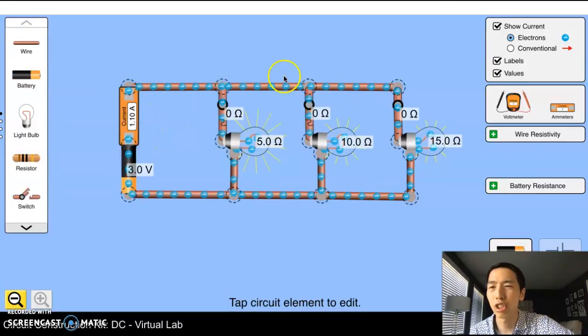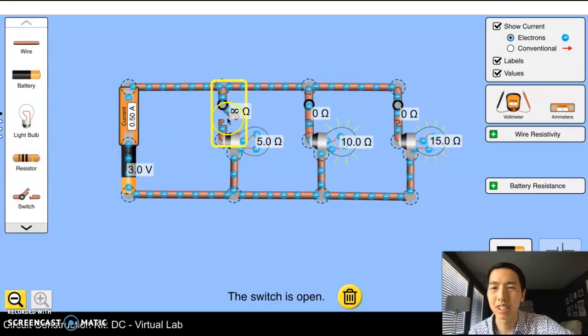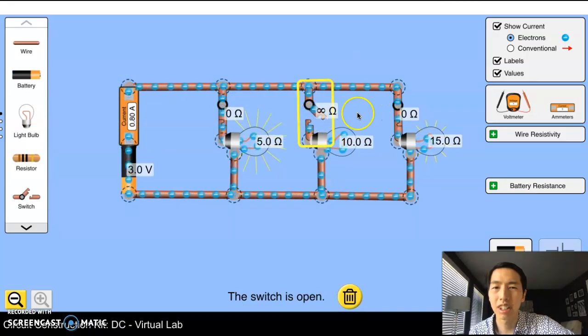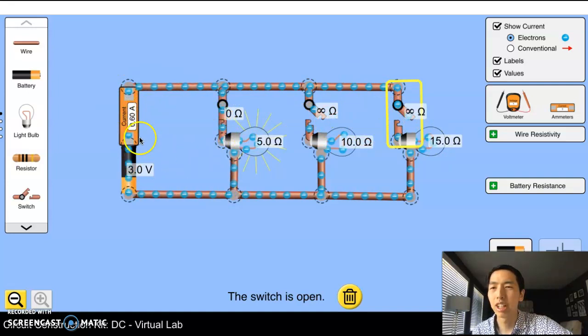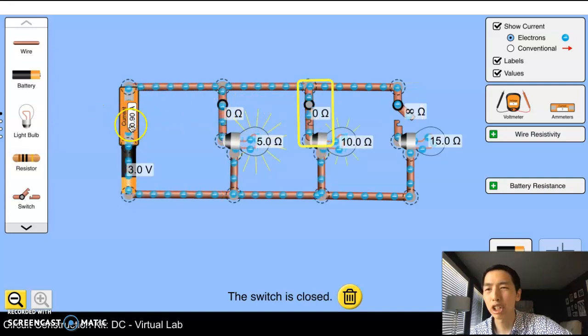So that's what I wanted to show you with these switches. So I open these 2 switches. So I just have one light bulb working. Look at the current, it's just 0.6. When I add a second pathway, my current actually got bigger. And I'll add a third pathway, current got even bigger.